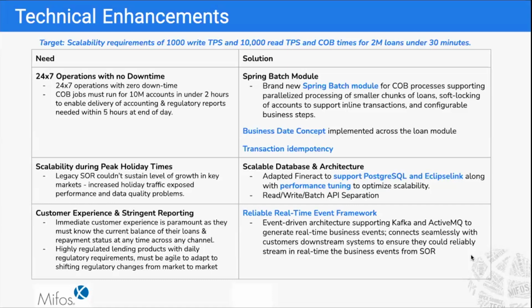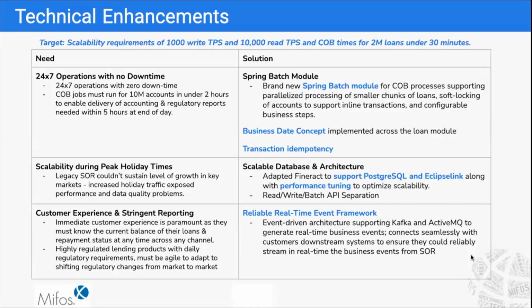And then secondly, the customer needed to achieve high scalability during the peak holiday times as their existing legacy system of record, Temenos, didn't allow them to meet the performance that they needed to meet. So first off, we added support for PostgreSQL database as well as Eclipse Link at the JPA layer. And then we did the necessary tuning, optimization, and indexing to achieve that scalability. And then we also introduced separation at the read, write, batch API layer, such that you could run dedicated X instances for specific read, write, or batch operations.